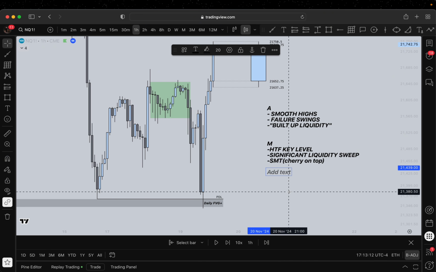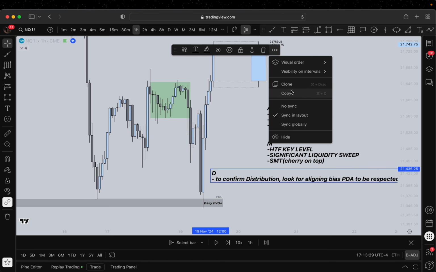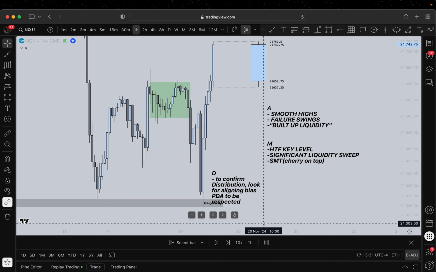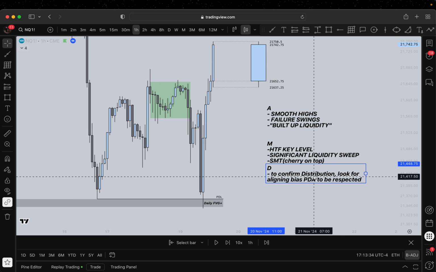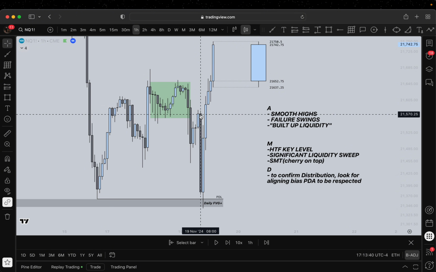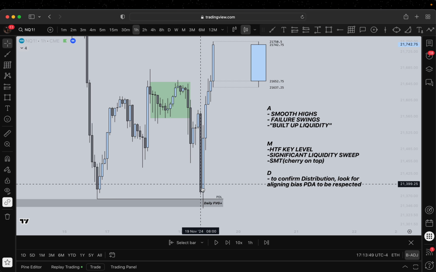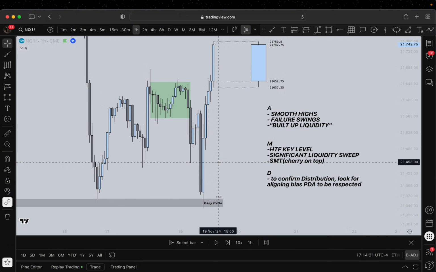And then distribution. Distribution is fairly easy. To confirm distribution, look for aligning bias PDA to be respected. That's all you really want. That's all you want for your distribution. That's how you confirm it. It's whenever we have a flip in order flow. You can see this change in the state of delivery flips order flow, and then this inversion as well kind of confirms that. So you're really just looking with distribution that we start trading in the aligning bias of your manipulation. That's really it.